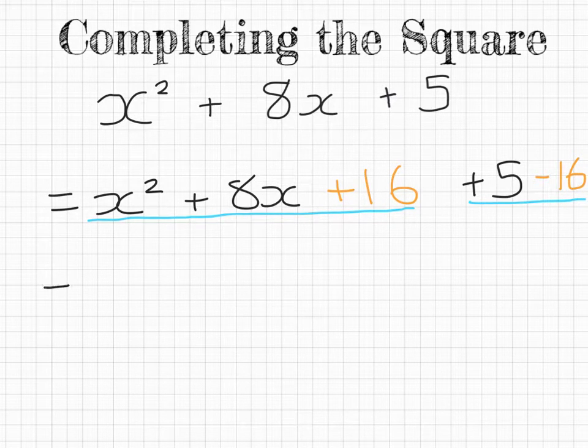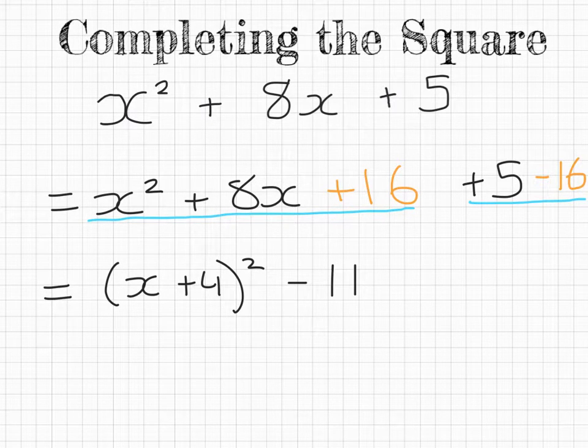So when we factorise our perfect square, half of 8 is 4. So that will be x plus 4 squared. And plus 5, take 16 gives us minus 11. So we have a perfect square and an extra bit, and that is all done now.